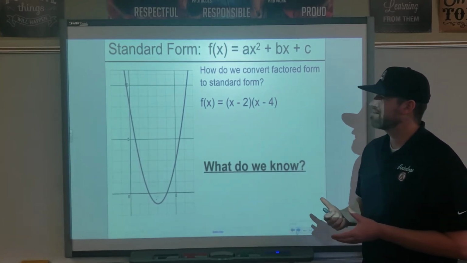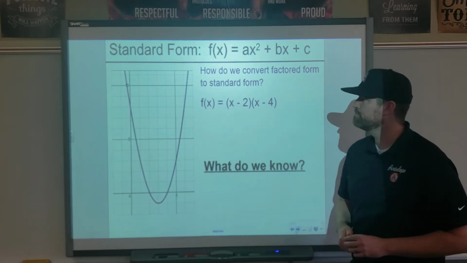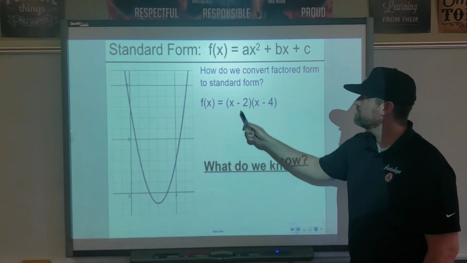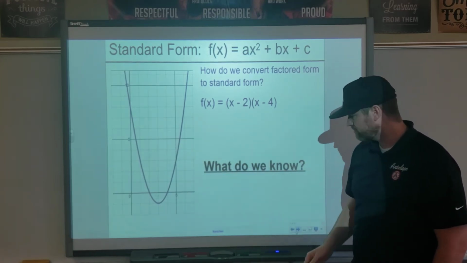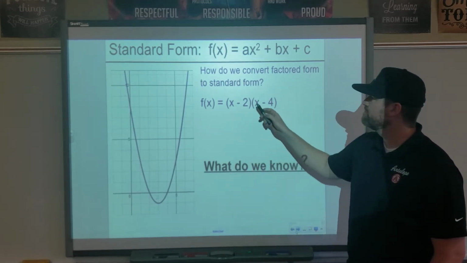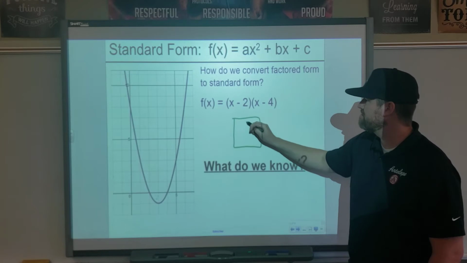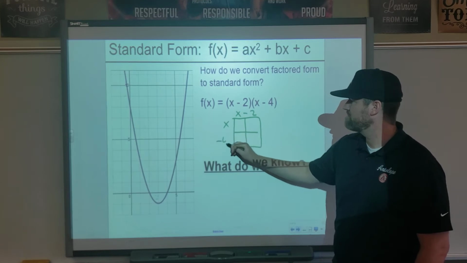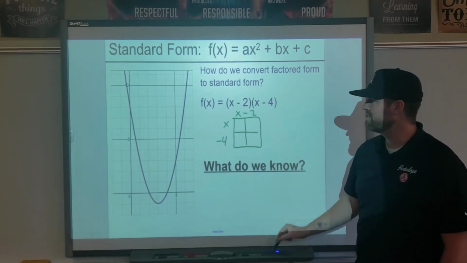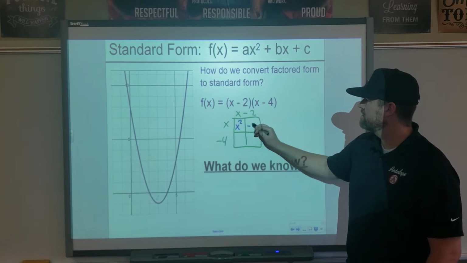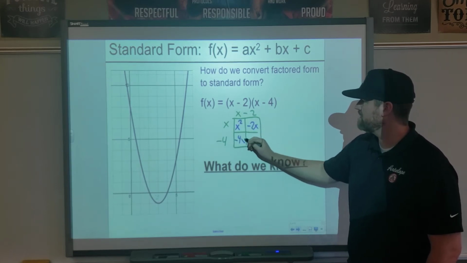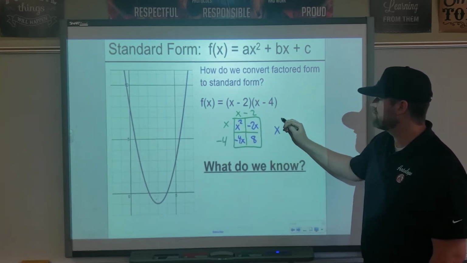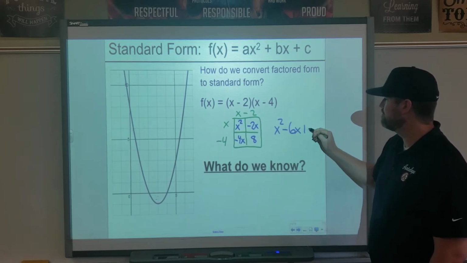So the first thing I want to show is, how does factored form connect to standard form? Well, if we take the problem we just did, same graph because it's the same problem, how can we turn this into standard form? Well, that's very simple. We can take our two factors, we can plug them in the box. So x minus 2 I'm going to put on top, x minus 4 goes on the outside, and then if I multiply those together, I get x squared minus 2x minus 4x plus 8. So once we combine these like terms, we end up with x squared minus 6x plus 8.